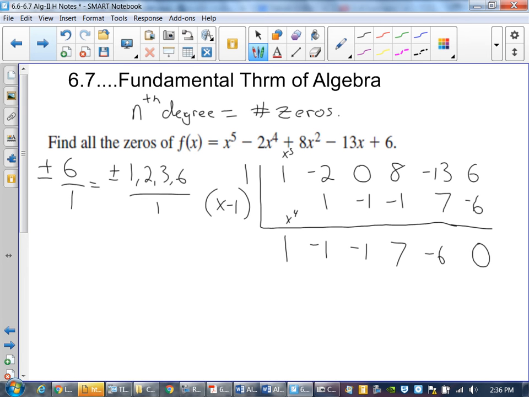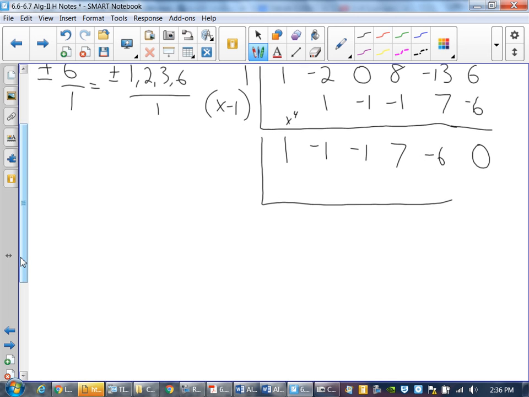Use 1 again. Always reuse what you just found, just in case it's a duplicated 0. Always, always, always. So you try again. Hey, look at that! It's a duplicated 0. What does that mean? It means it's changing direction. The polynomial on the graph changes direction at 1.